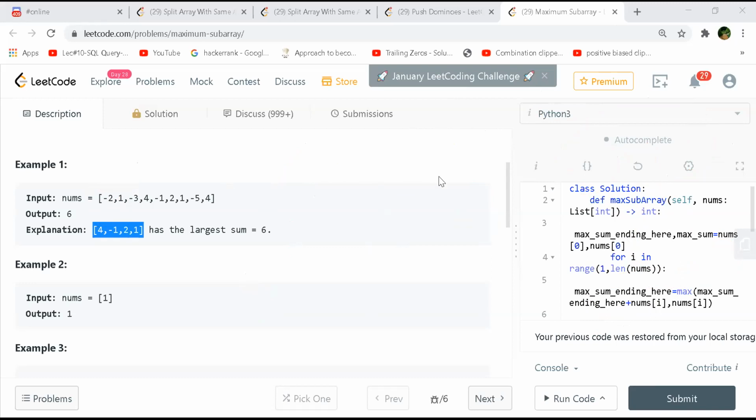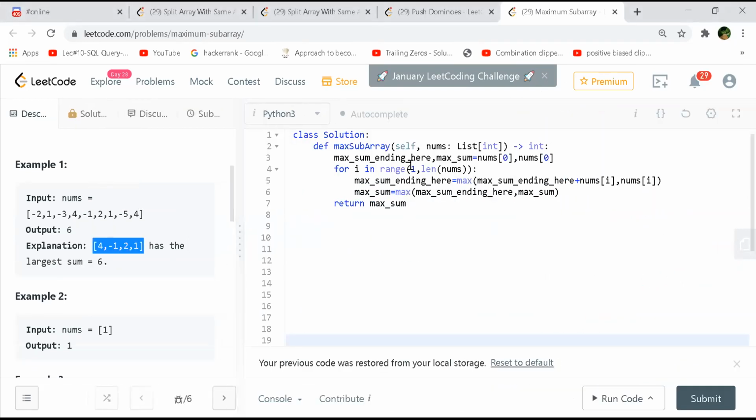Mine is the same. Initially, my maximum ending here is the first number, and the maximum is also the first number I'm taking. Now I'm going from index 1 onwards. To the current sum I've obtained, I'll add the current number, and I'll take the current number alone, and check which one of them gives the max. Whichever is max, I'll update my global variable, the maximum. Yeah, I did the exact same way, just in Java. Same logic. That's awesome.